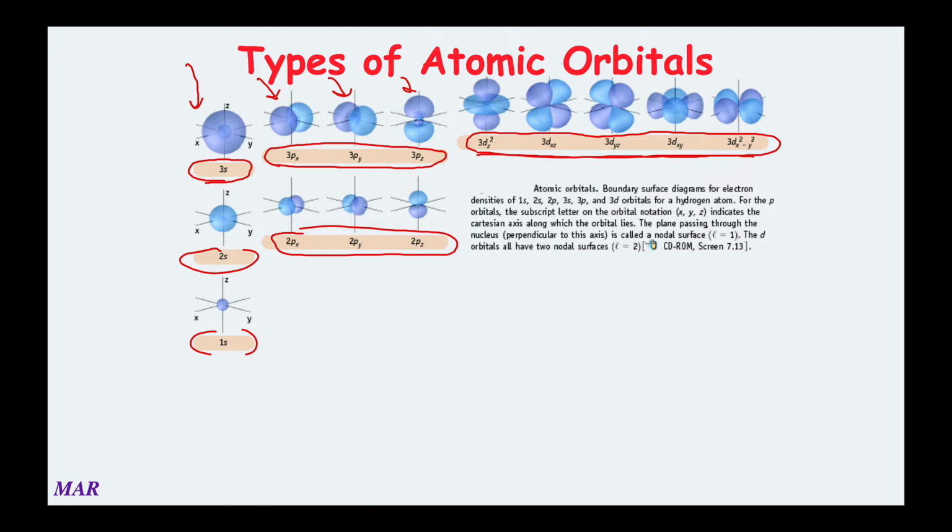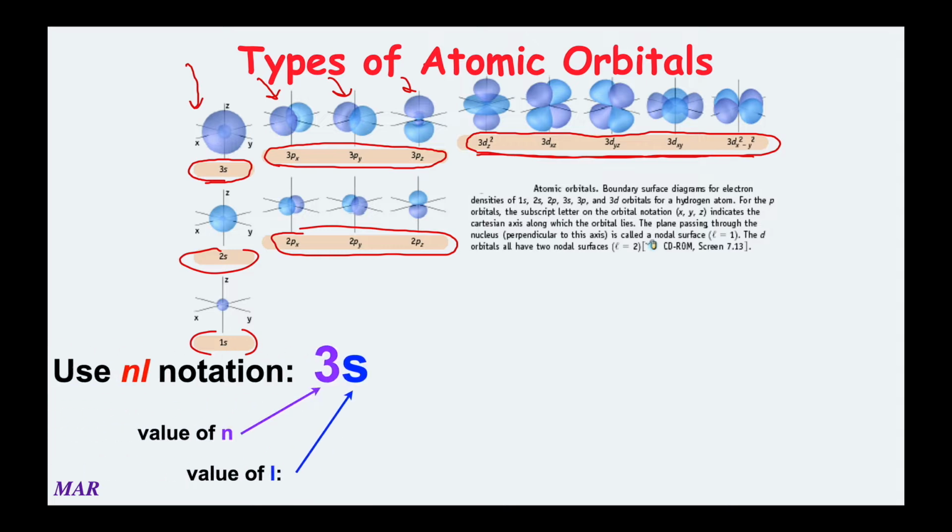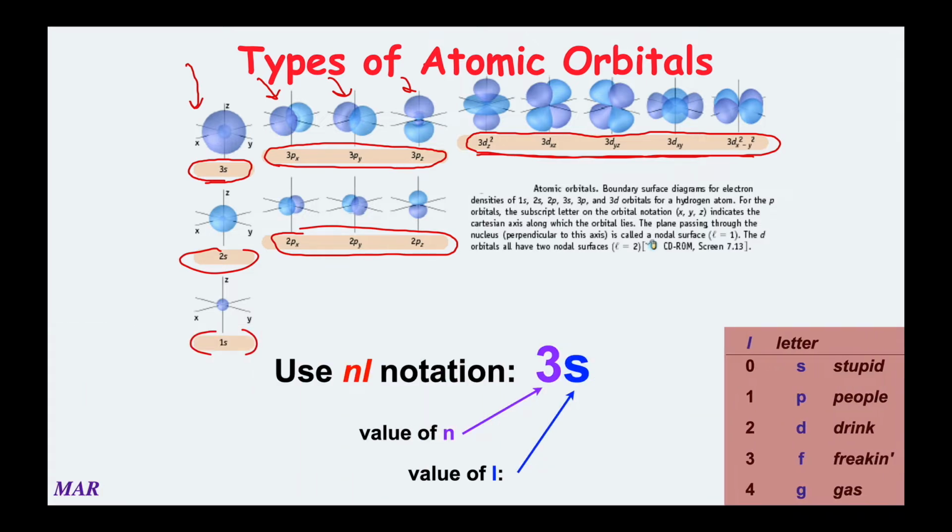Now, to talk about all of these, you can see there's a number and a letter. And this kind of system is called the NL notation. The number that's in front is the N value. So for 3s, that means N equals 3. The L value, as we saw in the last example, also has a number associated with it. But if you put a 0 or a 1, it might look like 30 and 31. It would be hard to tell.